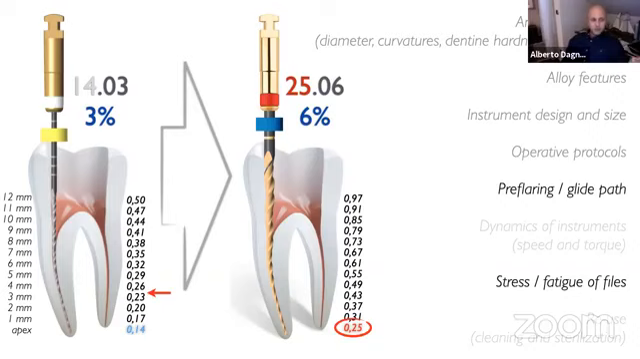In this case, for example, the first one on the left is a file made for pre-enlargement with a 3% taper and a tip with a 14 diameter. This file, when it reaches the working length, creates the ideal condition for a bigger file, like a 25 tip and 6% taper, to rotate inside the root canal, reducing the risk of taper lock till the last millimeters of the canal.